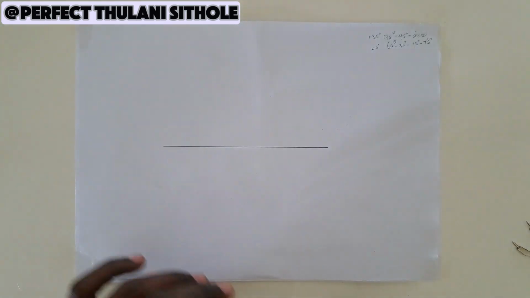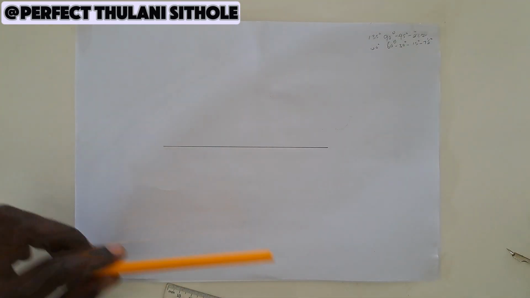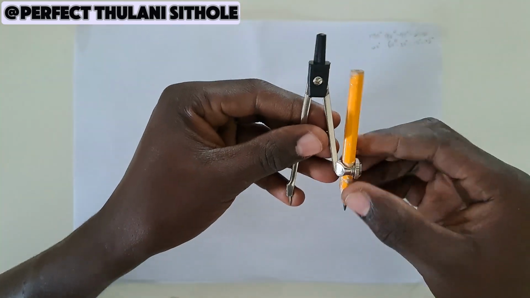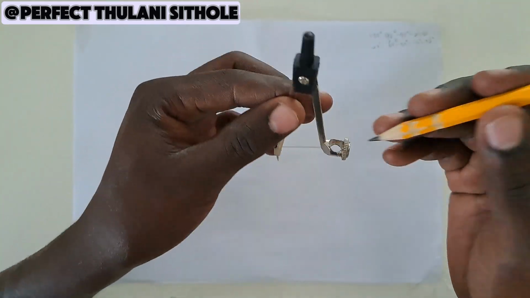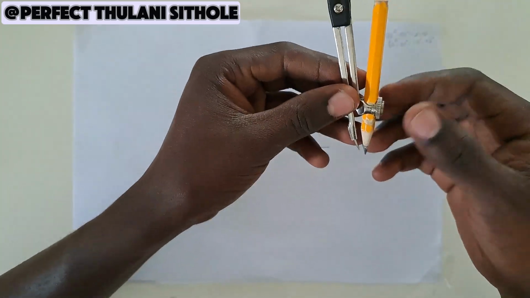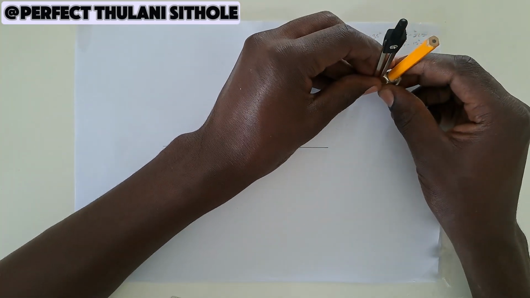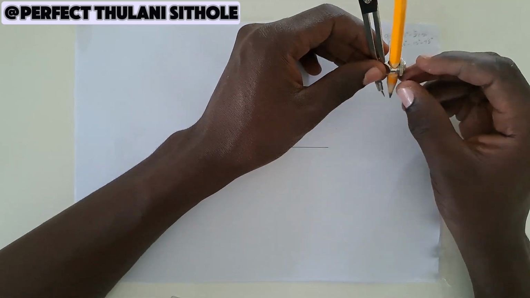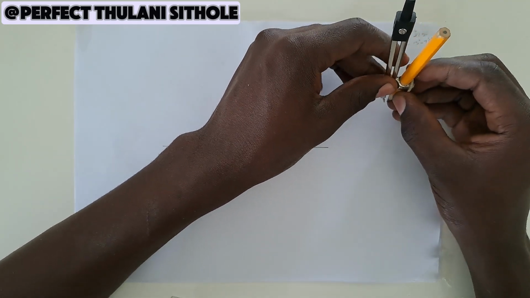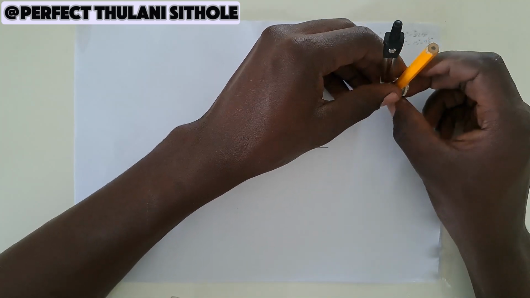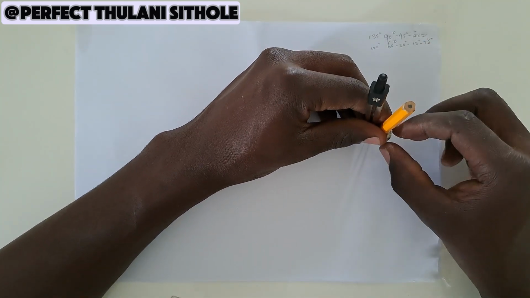And let's say this line is 6 centimeters long. The other thing, let me show you how to attach your pencil to the compass correctly. What you do is you put your pencil in the compass and put it on the table, and make sure the tip of the pencil and the tip of the compass are flush.